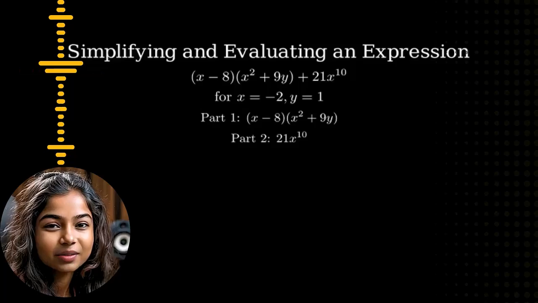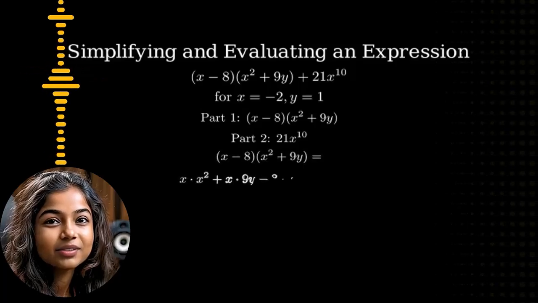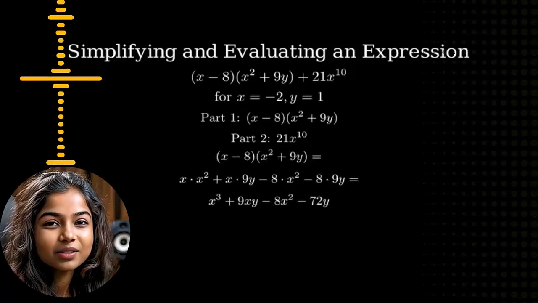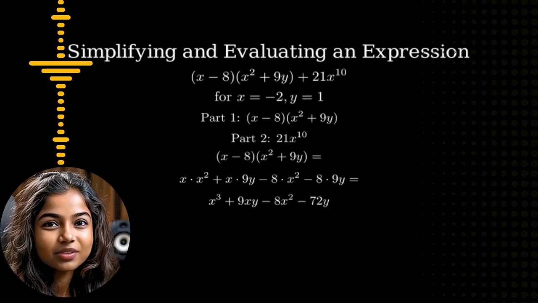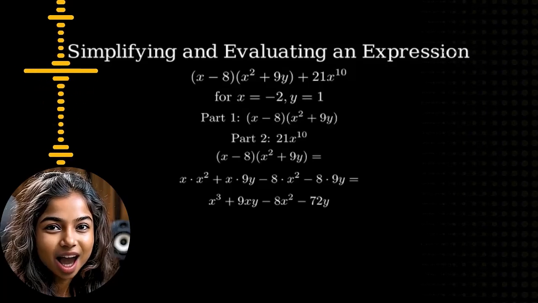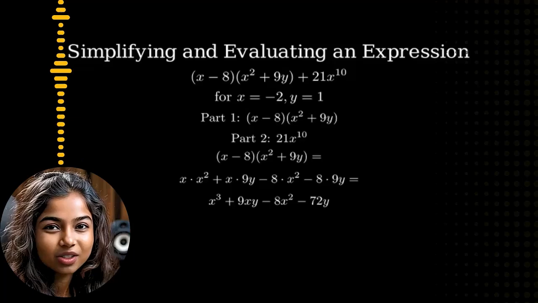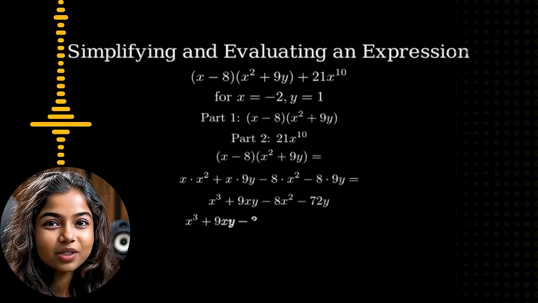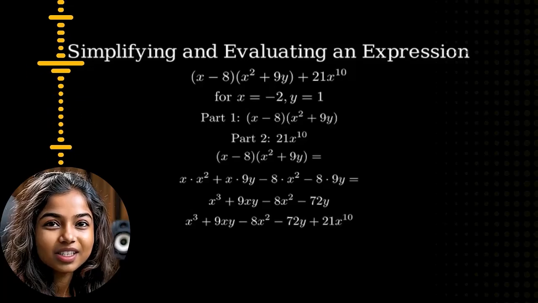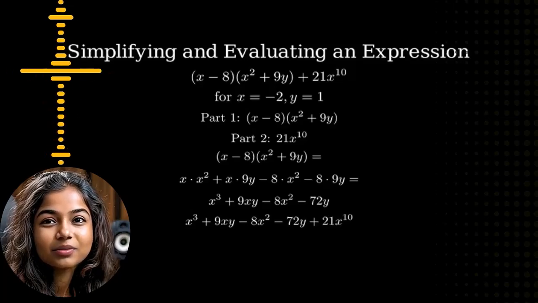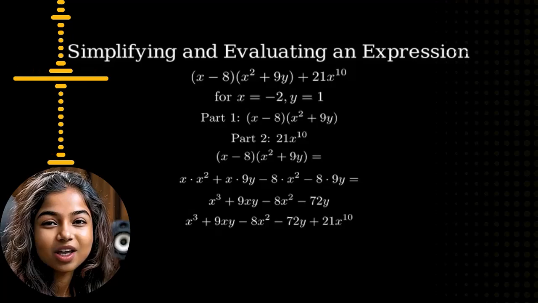Let's first distribute the terms in part 1. When we multiply x minus 8 by x squared plus 9y, we get x cubed plus 9xy minus 8x squared minus 72y. Now we can write our complete expression. It's x cubed plus 9xy minus 8x squared minus 72y plus 21x to the 10th power.